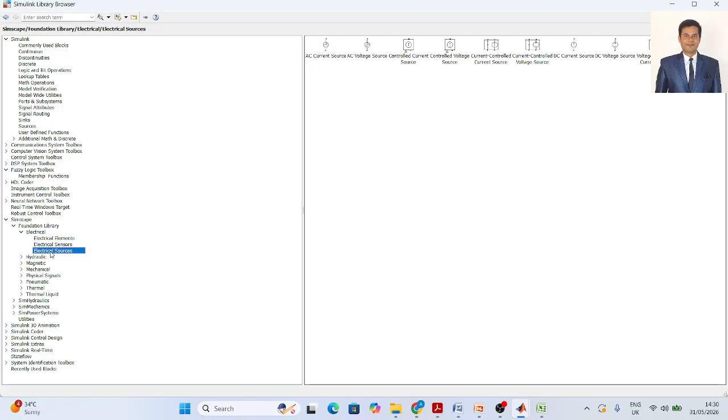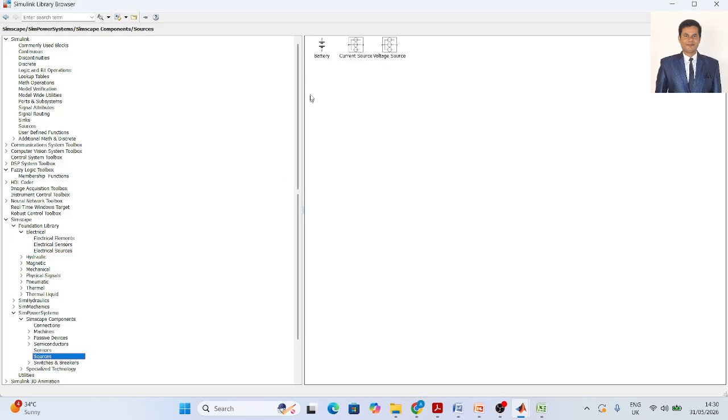Electrical sources are there. And also if you go to SimPower Systems in the Simscape components, we have the various sources, and you have the batteries also. You have the batteries, add block to the model. Here also you have the electrical sources.